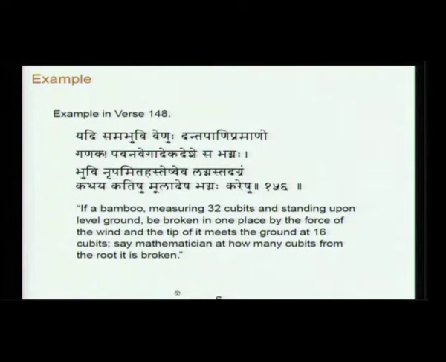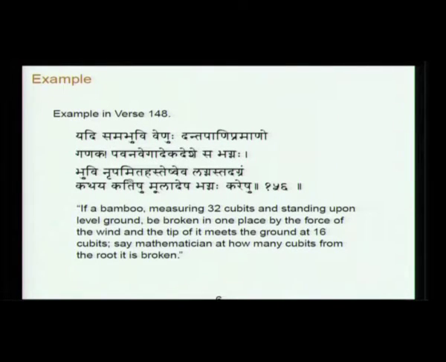So, he gives an example also. If a bamboo measuring 32 cubits and standing upon level ground be broken in one place by the force of wind, and the tip of it meets the ground at 16 cubits, say, mathematician, at how many cubits from the root it is broken. Yadi samabhuvi venuho, that is the bamboo, danta pani pramano, danta is 32, pani is hasta, cubits. So, danta pani is 32 cubits, pramano, that is the measure, ganaka, pavana vegad ekadeshe sa bhagnaha.